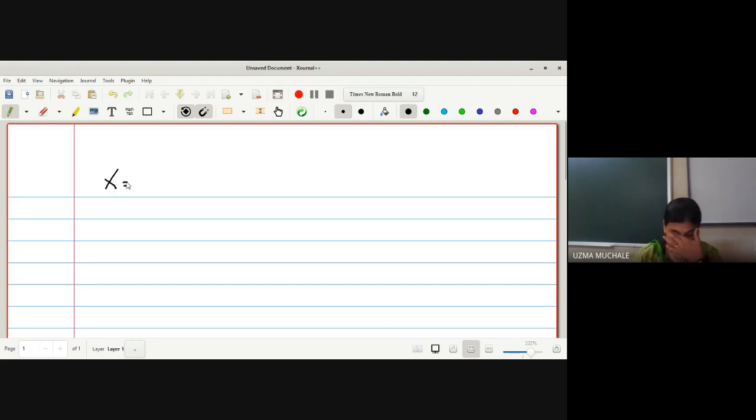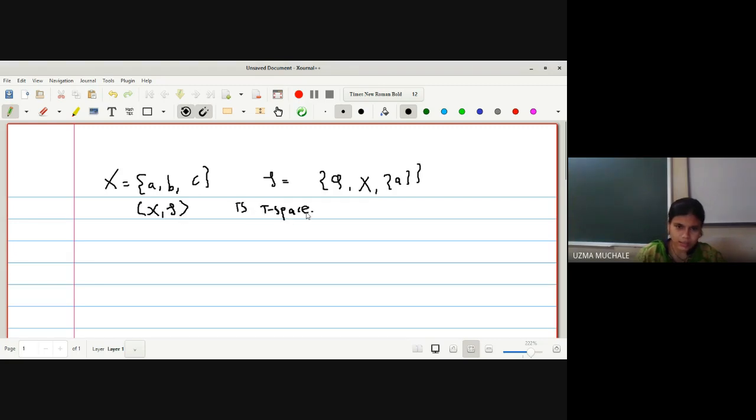Let X = {a, b, c}, and τ = {φ, X, {a}}. Given that (X, τ) is a topological space, find the exterior of each subset of X.